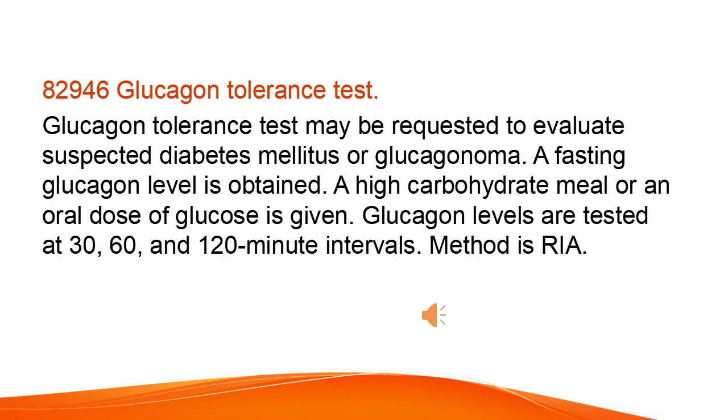Glucagon tolerance test. Glucagon tolerance test may be requested to evaluate suspected diabetes mellitus or glucagonoma. A fasting glucagon level is obtained. A high carbohydrate meal or an oral dose of glucose is given. Glucagon levels are tested at 30, 60, and 120-minute intervals. Method is RIA.